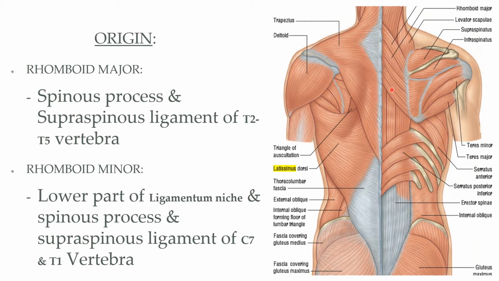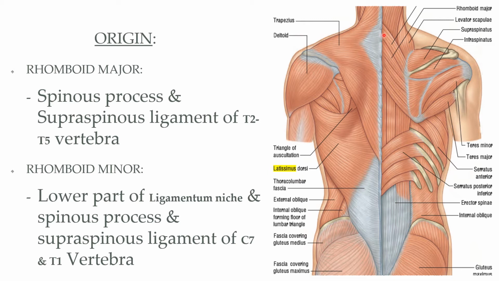The rhomboid major muscle arises from the spinous process and the supraspinous ligament present over the spine of T2 to T5 vertebra. After taking origin, these fibers proceed downward and laterally, that is, inferolaterally, in order to get attached or insert over the dorsal surface of the medial border of the scapula below the apex of spine till the inferior angle.